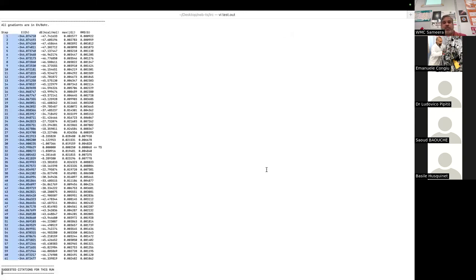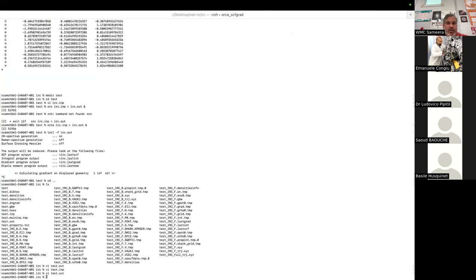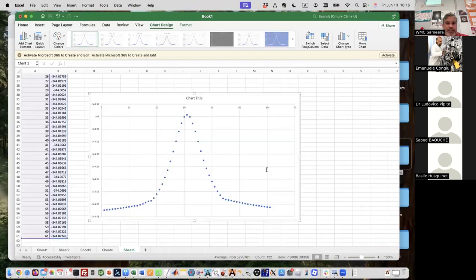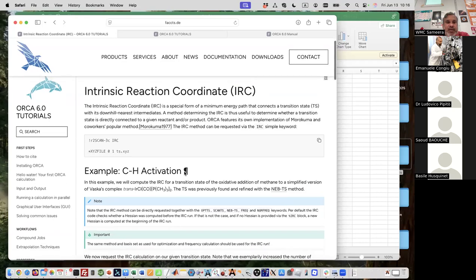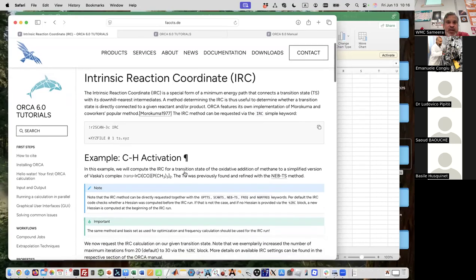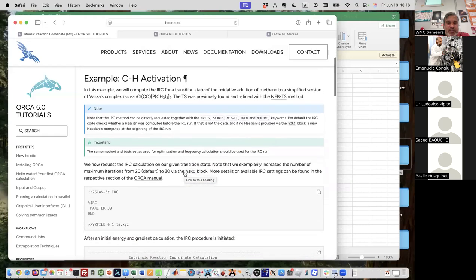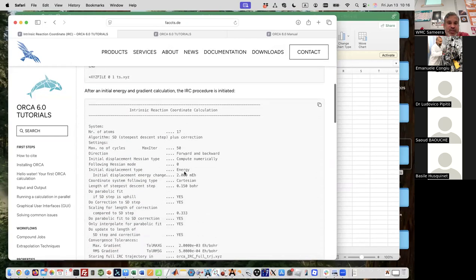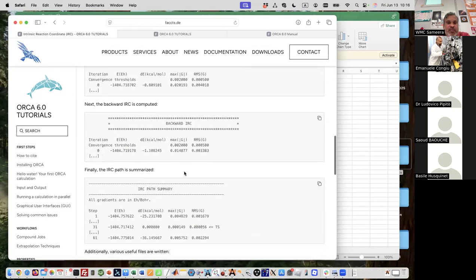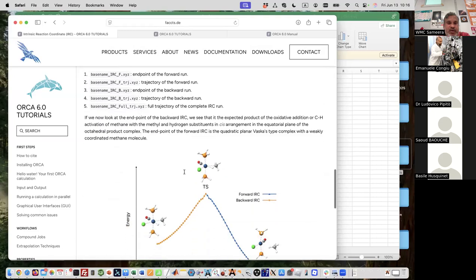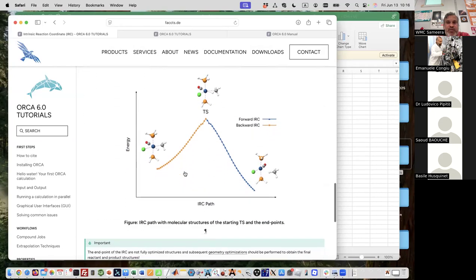Now, in here, the tutorial uses a different example, but the idea is essentially the same. And you can try this as well. Okay. And then you can find the approximate reactants and approximate product starting from the transition state.